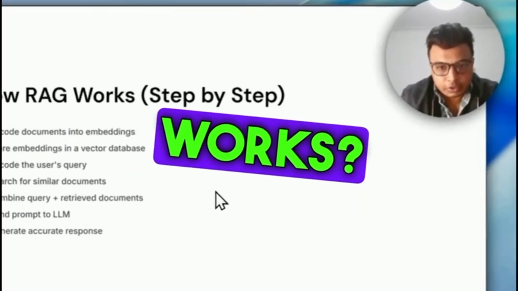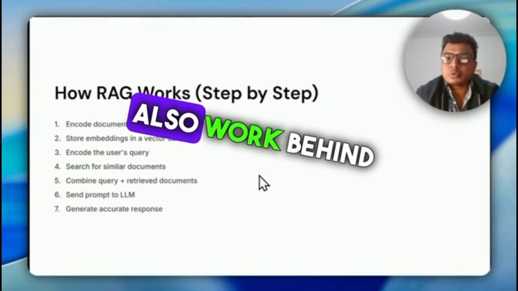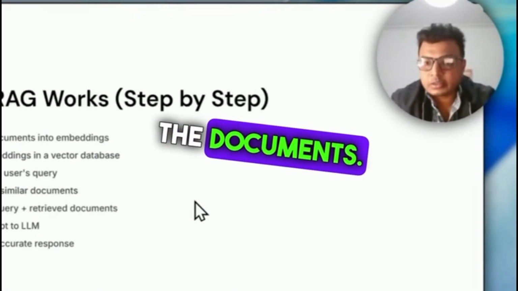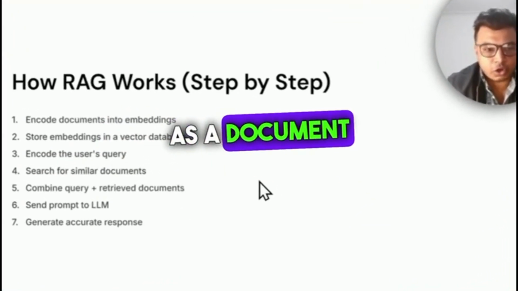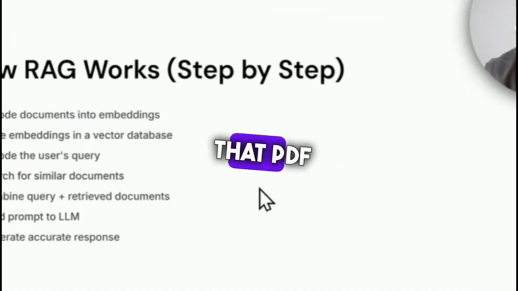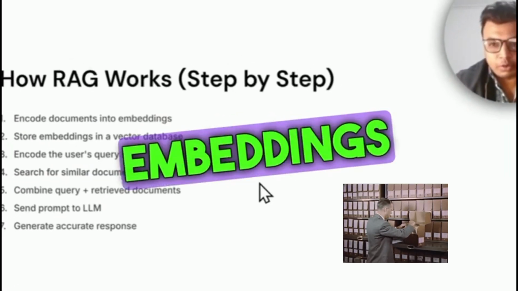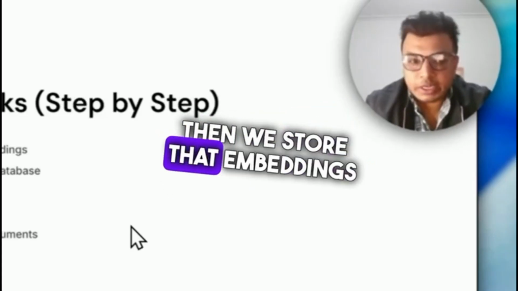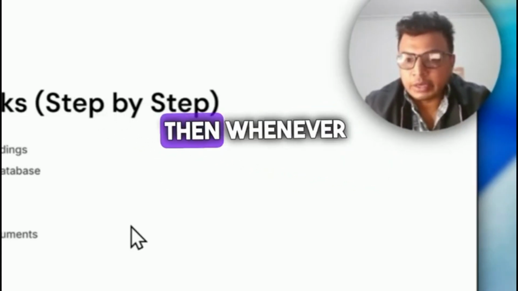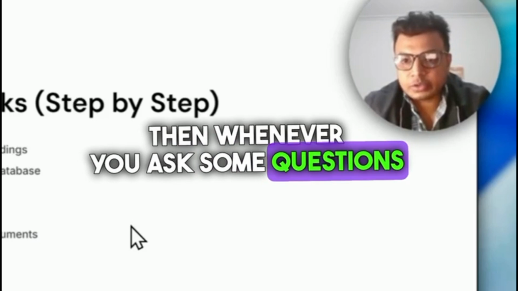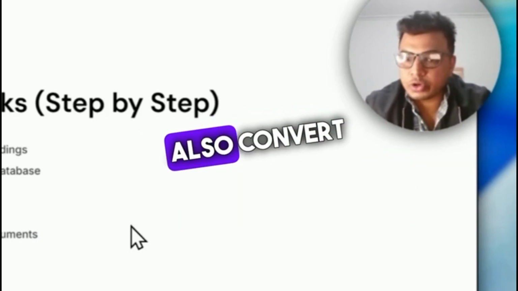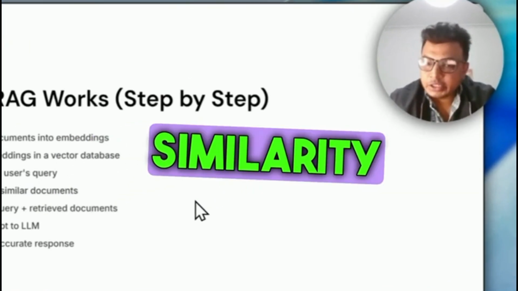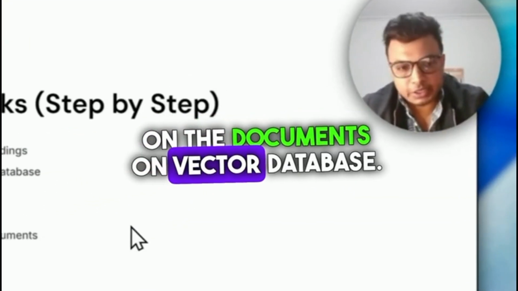So how does RAG work, and this is the same process that also works behind ChatGPT. First we encode the documents. Take for example a PDF as a document, then we convert that PDF into vectors, into embeddings using specific embedding models. Then we store those embeddings in a vector database. Then whenever you ask some questions to that PDF, your queries also convert into embeddings. Then it will do a similarity search on the documents in the vector database.